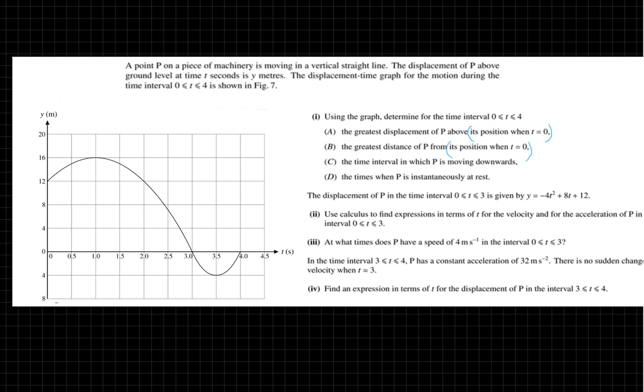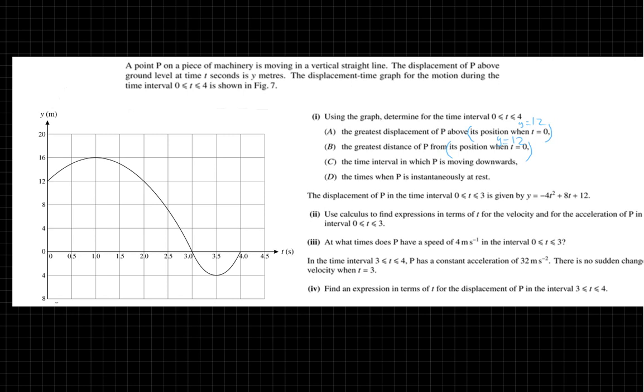So I'm just going to tell you this one because it's obvious from the graph. What is its position when t equals 0? It's here, right? It's at 12. So really when it says the greatest displacement of P above its position when t equals 0, it just means the greatest displacement of P above 12, right? And the greatest distance of P from 12, or specifically, y equals 12. So you can replace those last few words with simply the idea that you're talking about the initial displacement, the initial distance, which is 12 in both cases.